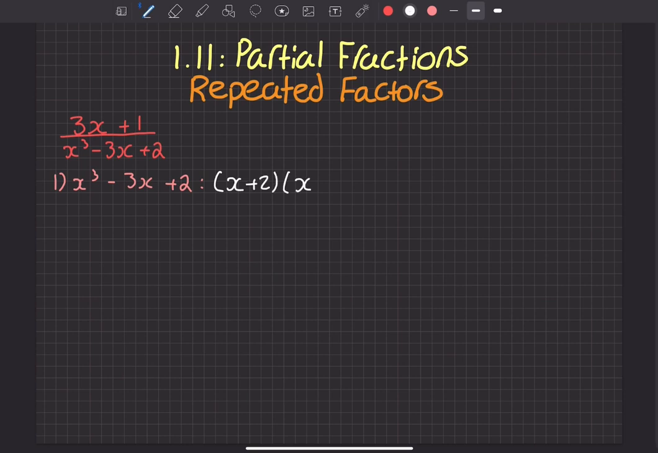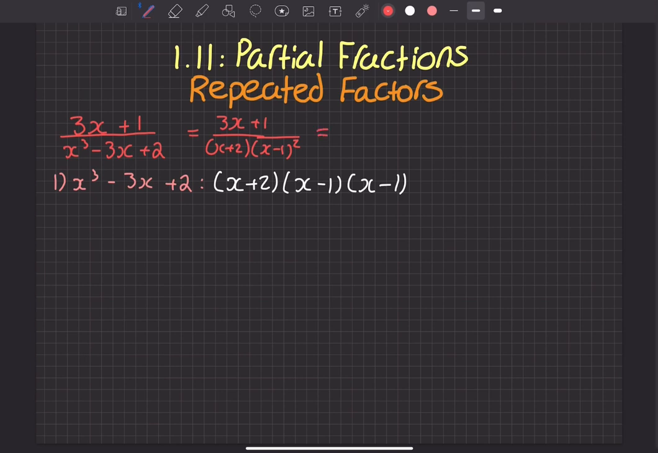But anyways, our factors would be x plus 2, x minus 1, and x minus 1, right? And what you notice now is that this x minus 1 is repeated. So we have 2 distinct roots, but one of the distinct roots is repeated. So what we can say is that this is basically 3x plus 1 over x plus 2, x minus 1 squared, right? So how do we put this in partial fractions?